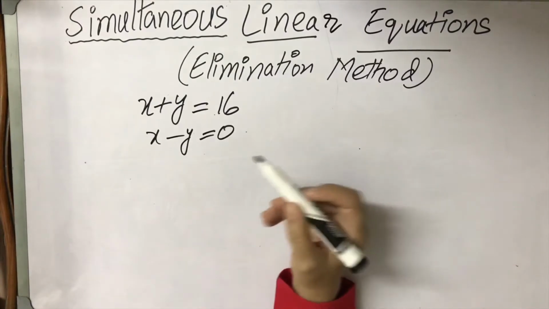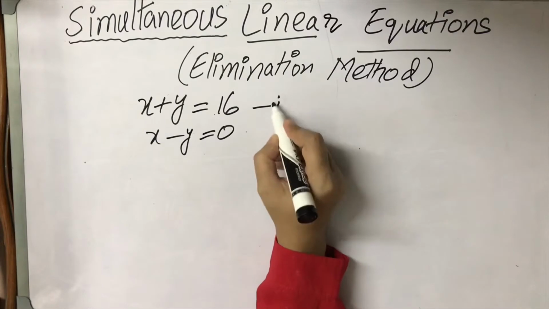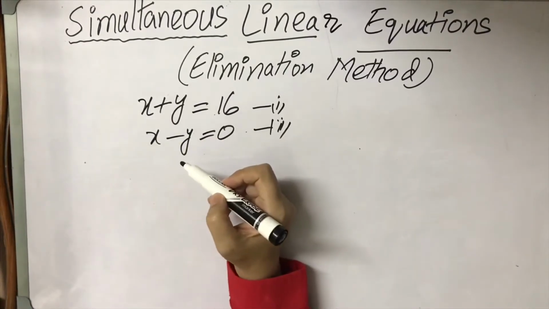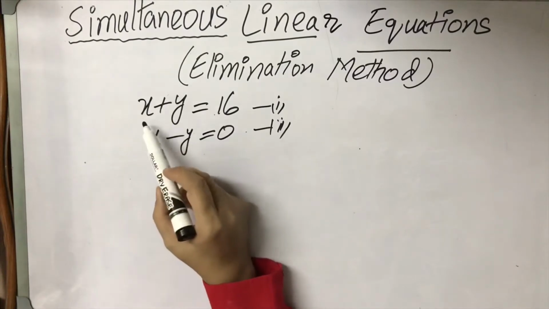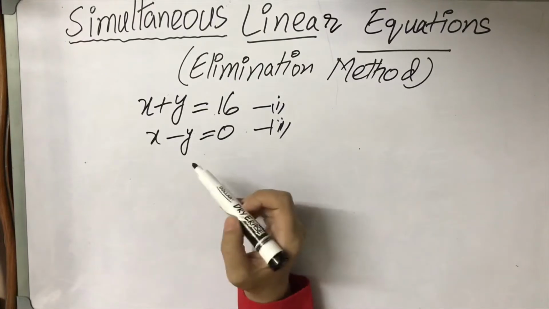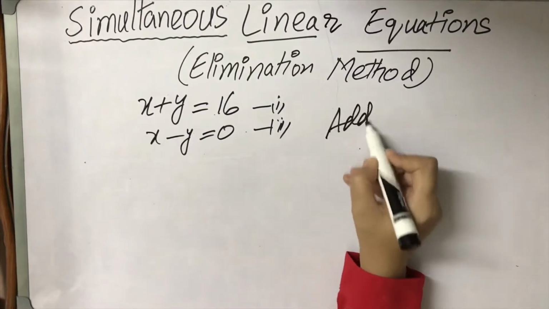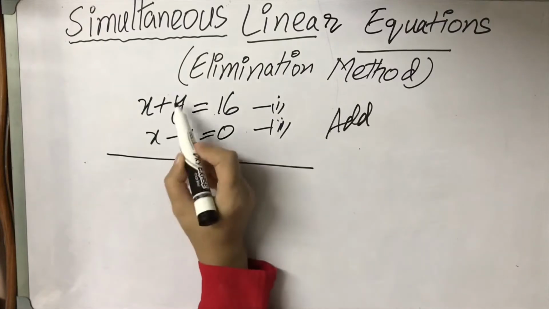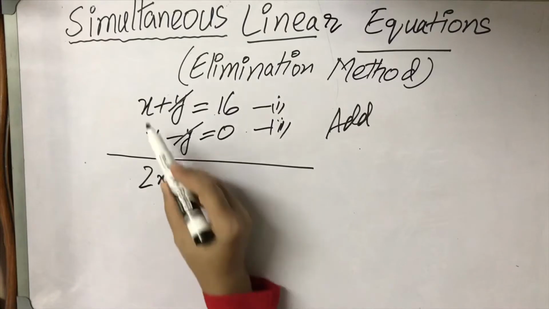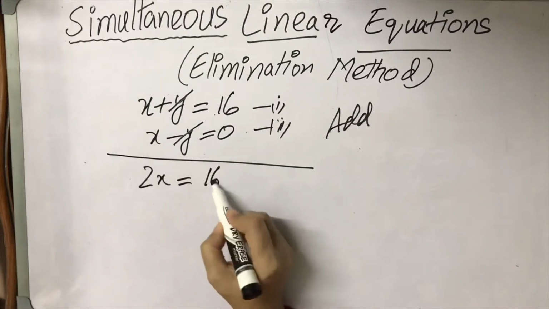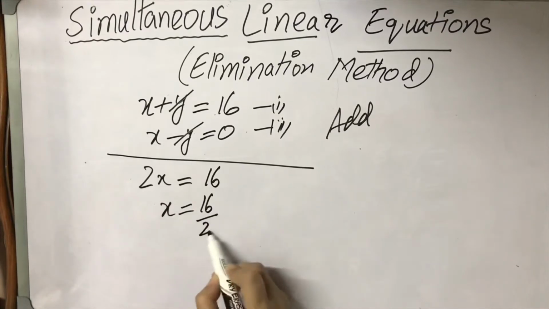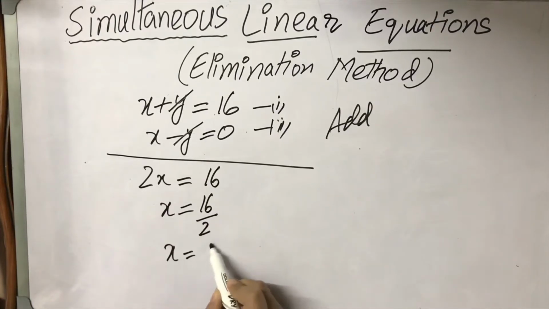As you can see, in both equation 1 and equation 2, x and y have coefficient 1, and in equation 1 y is positive and in equation 2 y is negative. So we can easily add these two equations, cancel positive y with negative y, and x plus x, 2x equals 16. To find the value of x, 16 will be divided by 2 and the answer of x is 8.